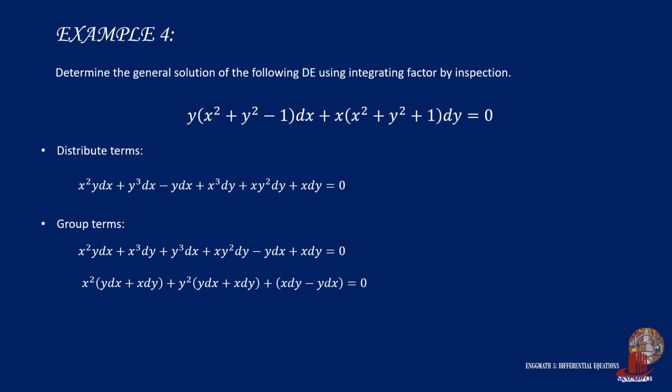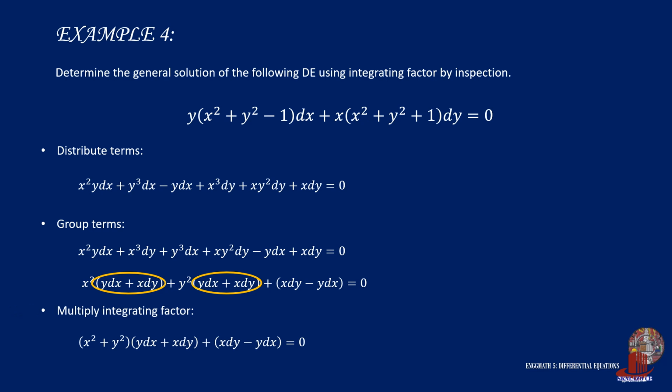At this point, there are two terms with the exact differential y dx plus x dy, so we can group them further to come up with the quantity of x squared plus y squared multiplied with the quantity of y dx plus x dy plus the quantity of x dy minus y dx. It is pretty clear at this point that the denominator required for y dx less x dy will be x squared plus y squared, as that is the coefficient of the first term. So multiply 1 all over x squared plus y squared as the integrating factor.